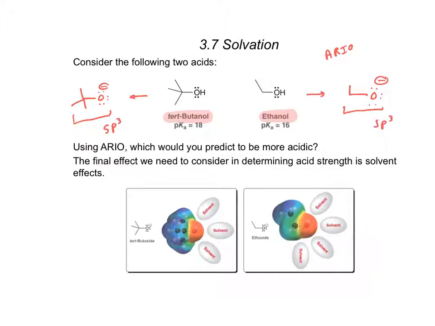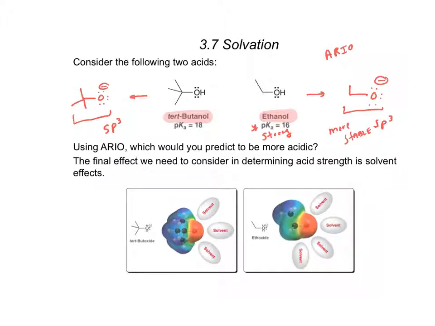sp3 and sp3, right? So using ARIO right now, we can't actually determine which is the more stable conjugate base, and therefore which is the strongest acid. But there is a difference, right? Who is the strongest acid here? Just looking at the pKa's, who's the stronger acid? Ethanol, right? So this one is stronger, meaning that for whatever reason, this is the more stable base.